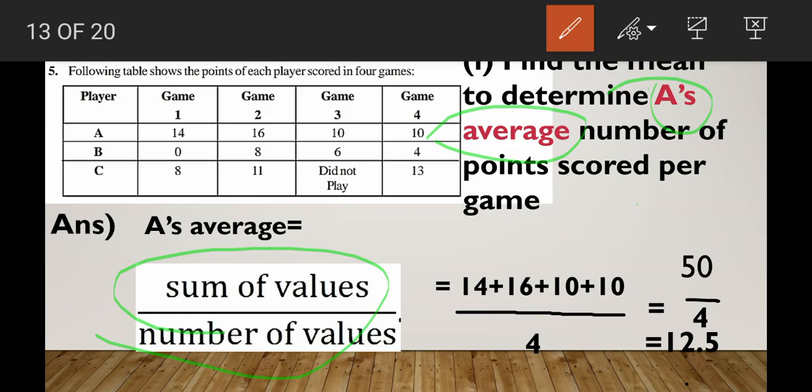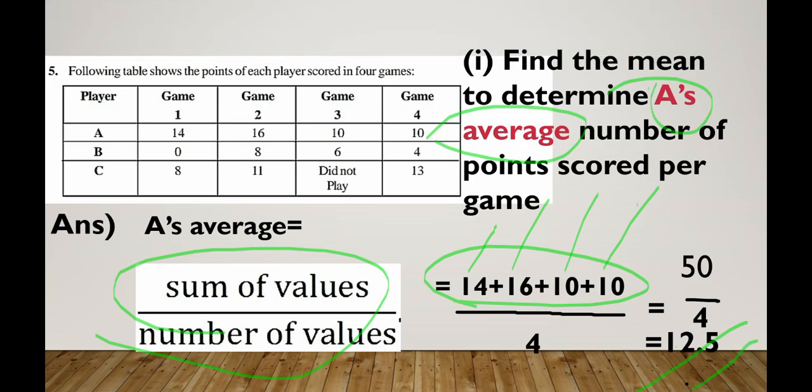That means 14, 16, 10, 10. These values you have to add. Divided by how many are there? You just check 1, 2, 3, 4 are there. Divide by 4. That is, add all the numbers. What will you get? 14 plus 16, 30, 30 plus 20, 50. 50 divided by 4. What is 50 divided by 4? 12.5. So the answer is 12.5. Understood? Just add all the numbers and divide by number of values.